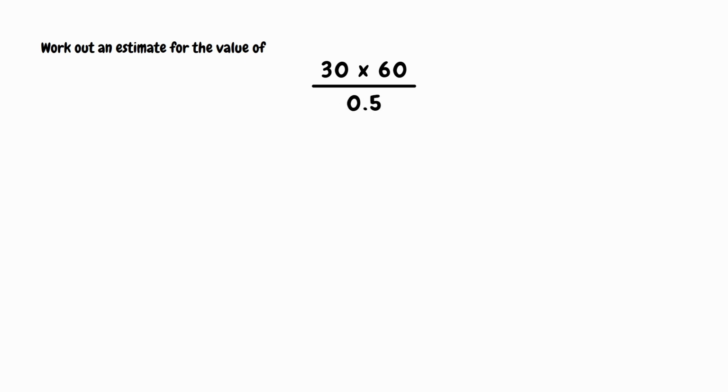So now we need to calculate this. Starting with the numerator, we've got 30 multiplied by 60. Well, that's going to give us 1,800. We then need to divide this by 0.5. So I'm dividing by a decimal now. To make this question easier, I want to find an equivalent fraction where I have an integer on the bottom. One thing I could do here is multiply the numerator and denominator both by 10, as that would give me 5 on the bottom and 18,000 on the top.